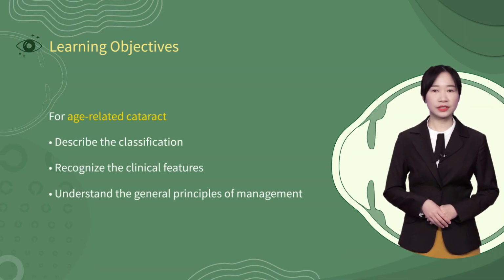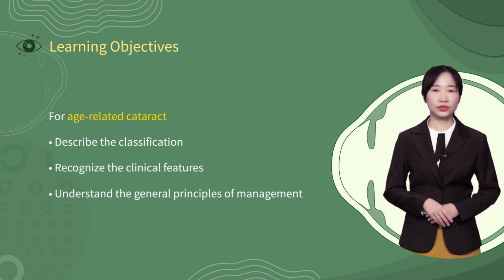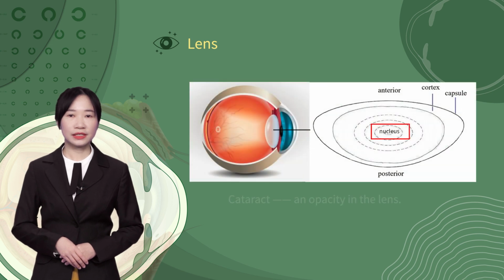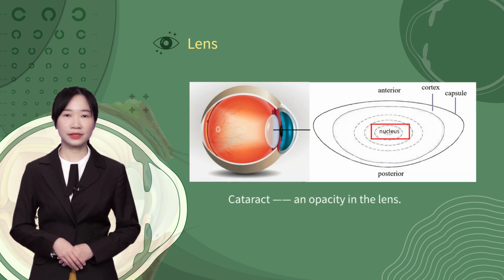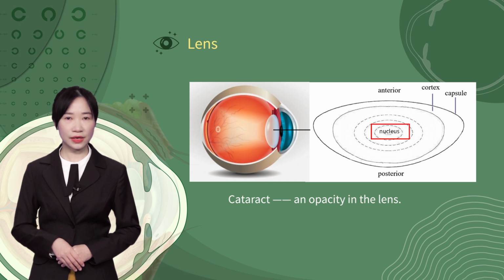After we finish this session, I hope you can describe the classification and clinical features of age-related cataract and the general principles of management. First, let's go through the anatomy of the lens. The lens is suspended behind the iris by the zonules, which connect it with the ciliary body. The lens is a biconvex, avascular, colorless, and almost completely transparent structure containing capsule, cortex, and nucleus.